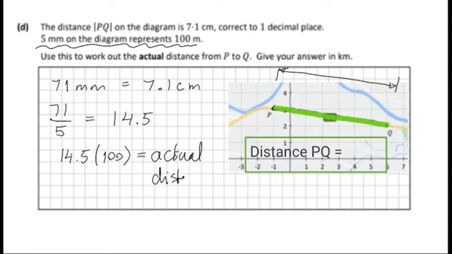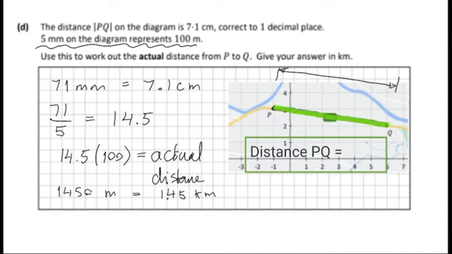So if we multiply by 100 and we convert into kilometers, we get 1450 meters, and then divide by 1000, so we're going to get 1.45 kilometers. So not really that long. Okay, so that's our measurement.